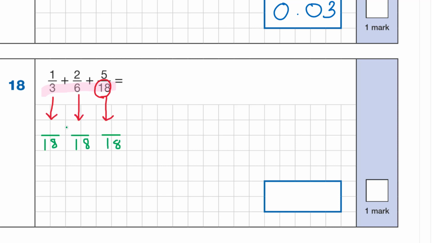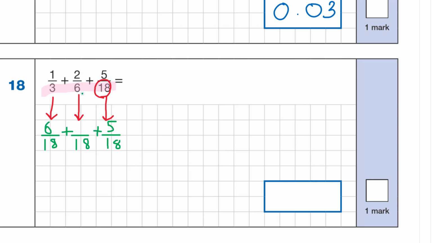So every fraction in my original sentence is now going to have a denominator of 18. So the third one we can just write in. It's not changing, is it? 5/18 is just staying as 5/18. So let's look at my 1/3. I need to look at the 3 and the 18. 3 multiplies by 6 to make 18. Whatever I do to the bottom, I do to the top. So 3 times 6 is 18. 1 times 6 is 6.